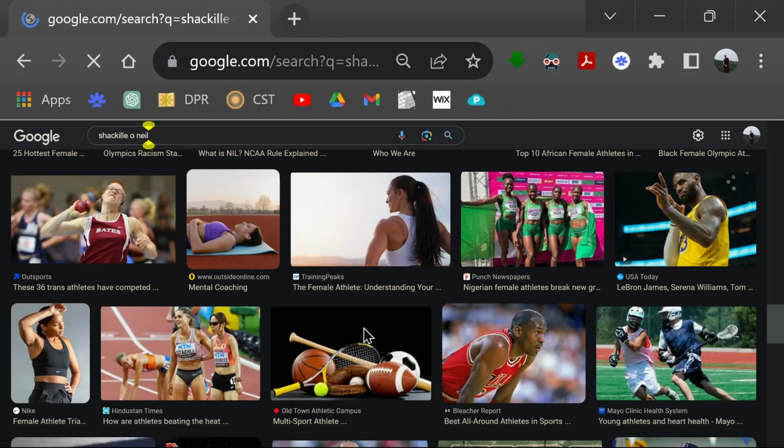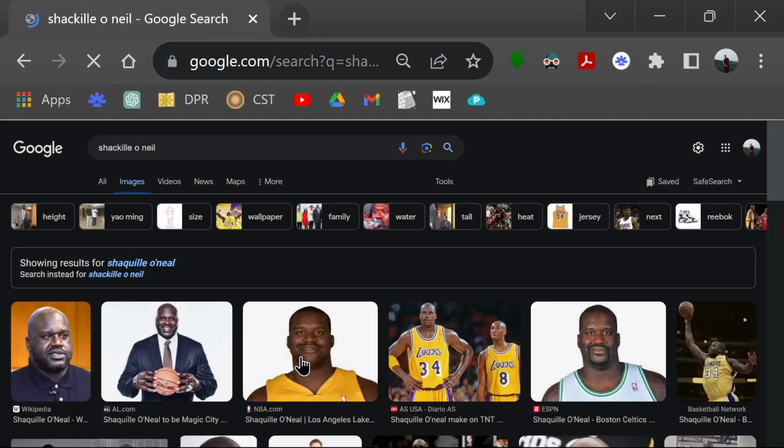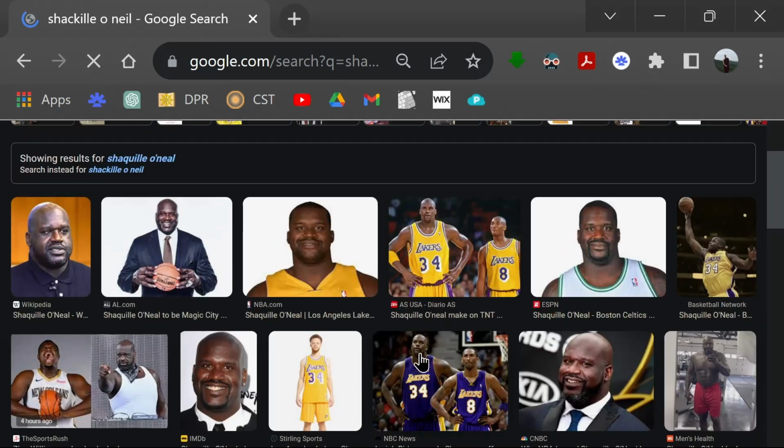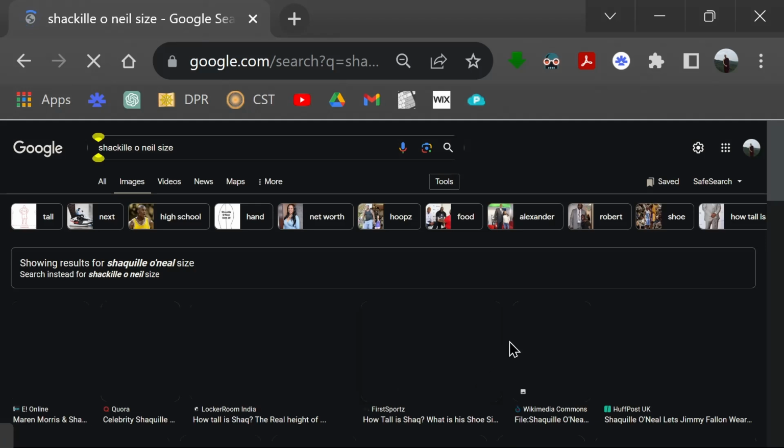He's an athlete as well. I don't know if I spelled his name right, but Shaquille, yeah. This guy is already big, but Shaq is huge. So let's see Shaquille O'Neal size comparison. Size comparison, okay?